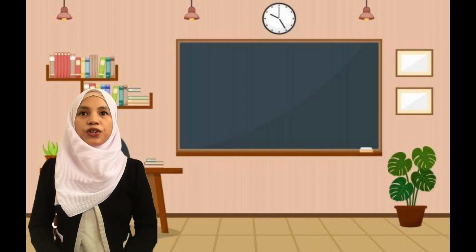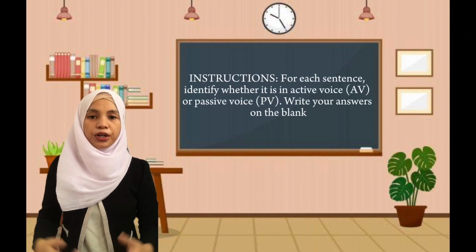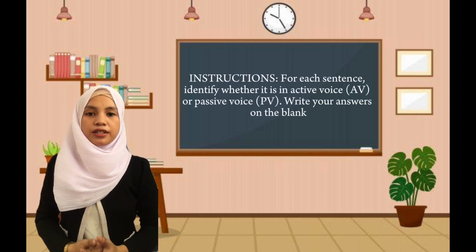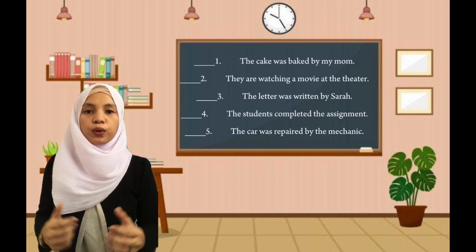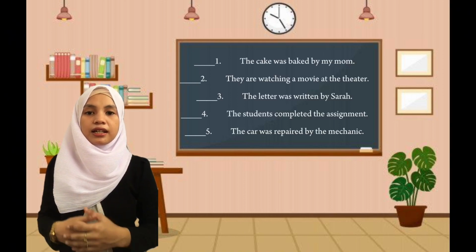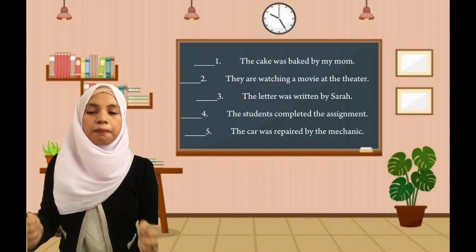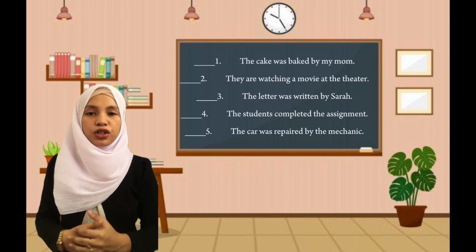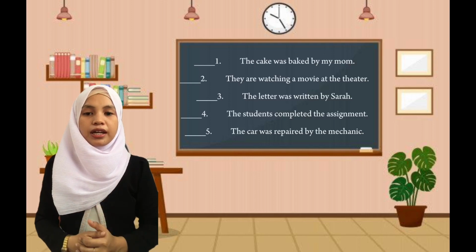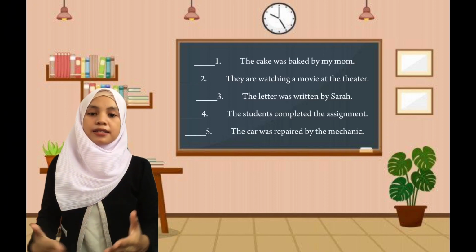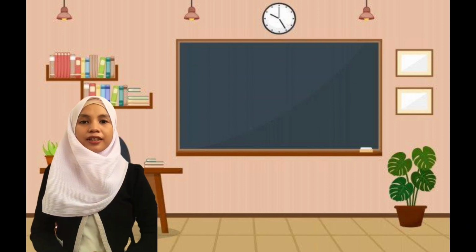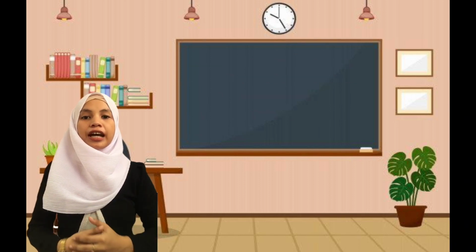Okay, very good. It's time for our quiz. Get one-fourth sheet of paper and answer this question. Here you're going to identify whether it is active voice or passive voice. But make it short. You can write only AV for active voice and PV for passive voice. If you have a question, you can ask me. Okay, finished or not finished?